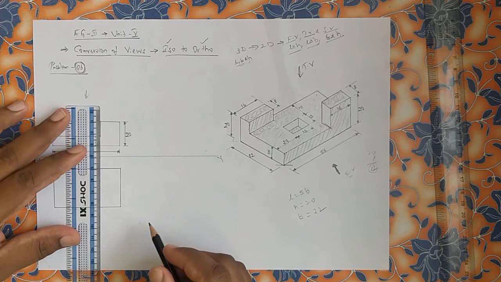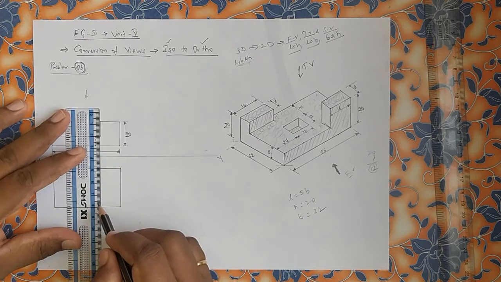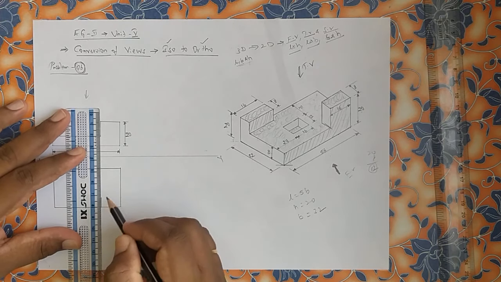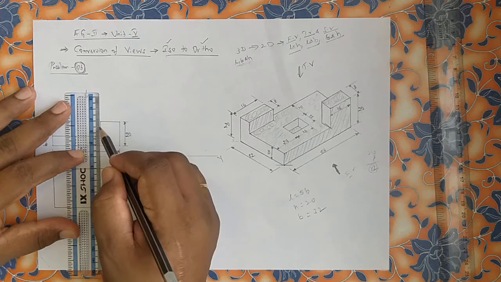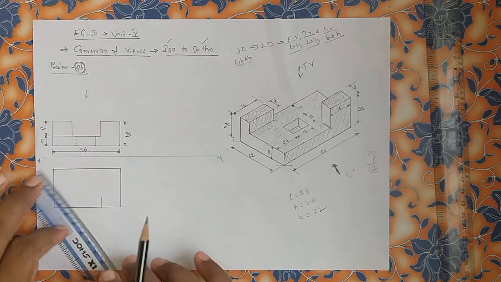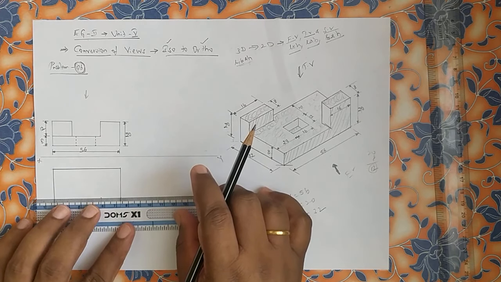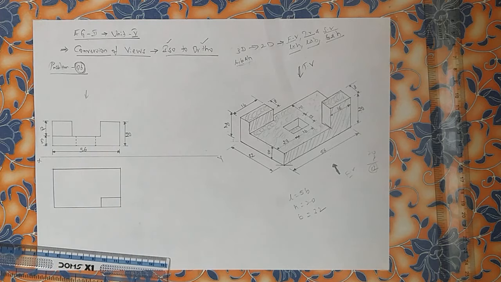Now from here you are supposed to draw a through line at 8 mm, 5, 6, 7, 8. This will be a thick line. I am aligning and drawing from here to this with the help of a scale. I have not drawn through lines. In the first problem I drew the projectors so that they would get aligned clearly, but here I am not drawing them.